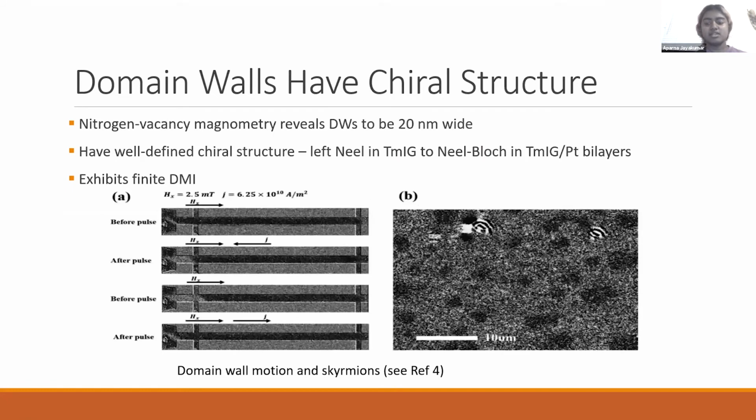So domain walls have something known as a chiral structure. Chirality refers to the handedness of something, of a material. So if it has a non-superimposable mirror image, it's chiral. So TmIG has well-defined chiral structure. It has left-handed Néel domain walls in TmIG, and intermediate Néel-Bloch domain walls in TmIG and Pt bilayers. It also exhibits finite DMI. So the images down below show domain wall motion during a pulse, as well as skyrmions.